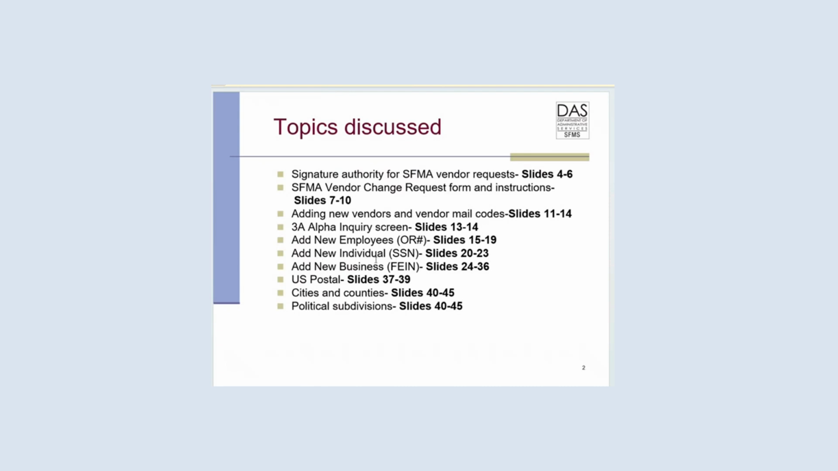A new individual is someone who's using a social security number, or a business, which is someone who's using an FEIN, also known as federal tax ID number, sometimes known as TIN. So if I go to, let's see, we're going to do a new employee, I'm going to go to slide 13.